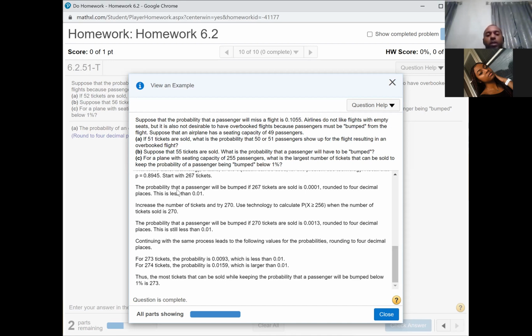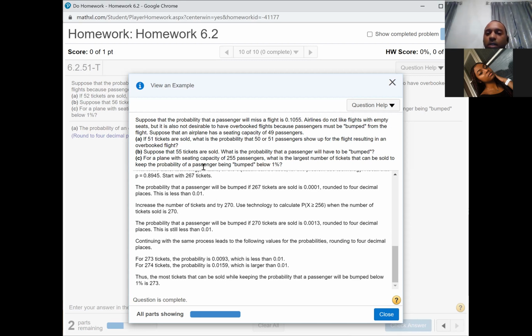Oh, well, no, they said that the probability, if you look at the statement, the probability that a passenger will be bumped if 267 tickets are sold is this probability right here. And that's less than 0.01. So now what you're trying to do is get the highest number of tickets that you can sell and still be under 1%. And so you just keep running it up.